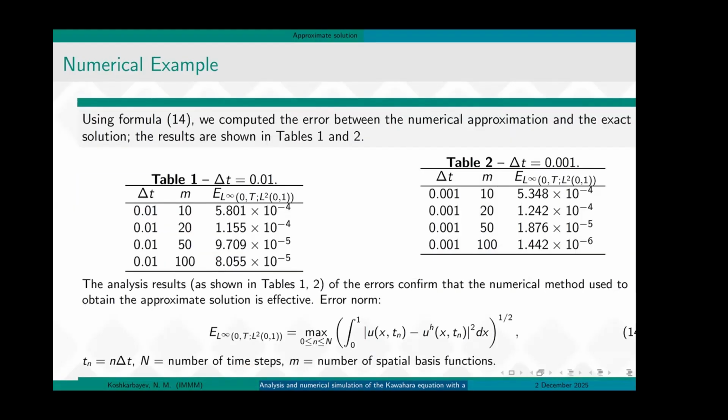And we quantified the error using the L2 norm. Table 1 and table 2 show that as we increase m and decrease delta t, the error decreases rapidly. For example, with m equal to 30, the error is on the order of 10 to the minus 6. This confirms the effectiveness and high accuracy of our method.